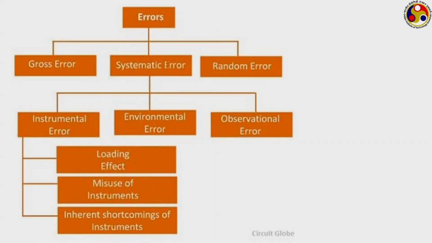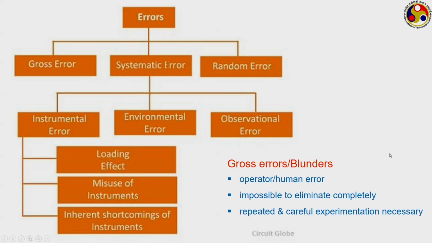The errors can broadly be classified into three categories: gross error, systematic error and random error. Gross errors or blunders are generally associated with human error, like the parallax that we have seen. Also here we generally refer to some huge blunders.